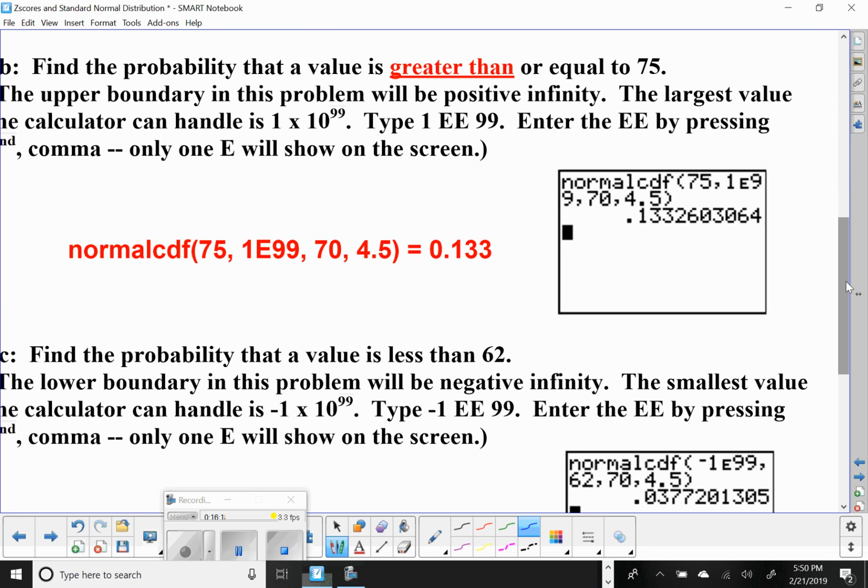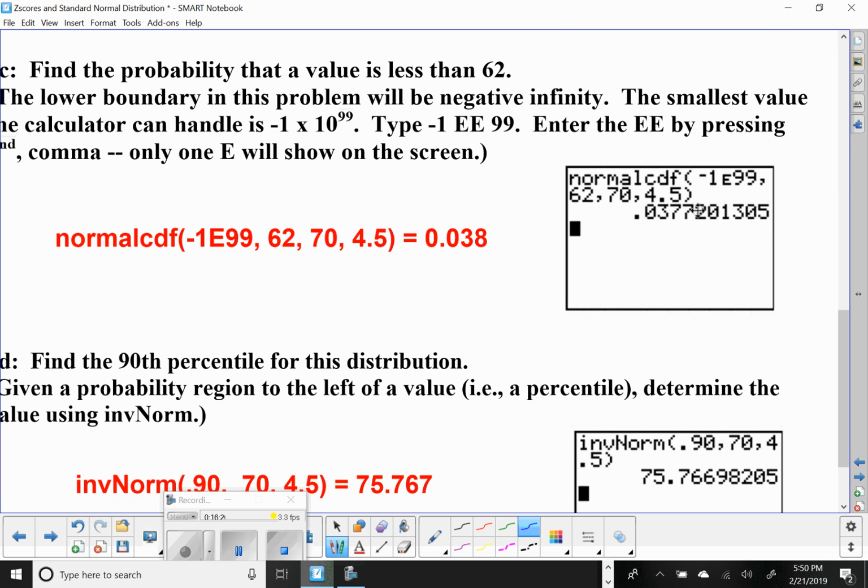The big thing here is to know that if you're asked less than or greater than, you just make the number that's your lower bound or your upper bound, respectively, super small or super big.